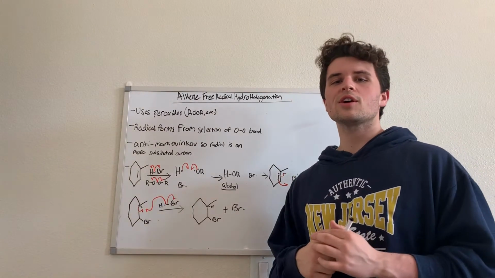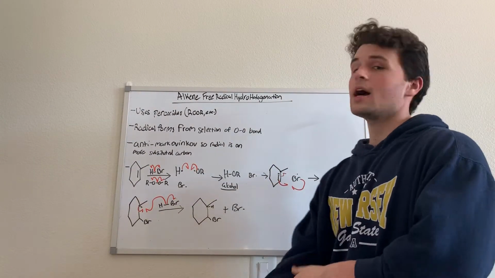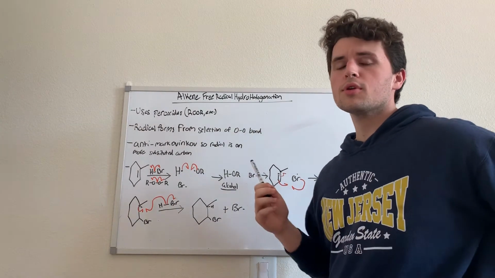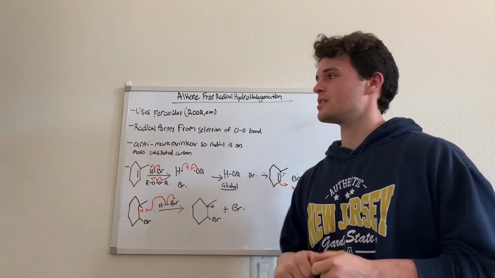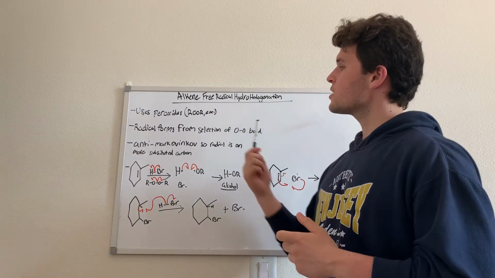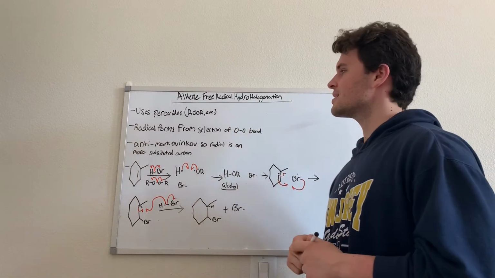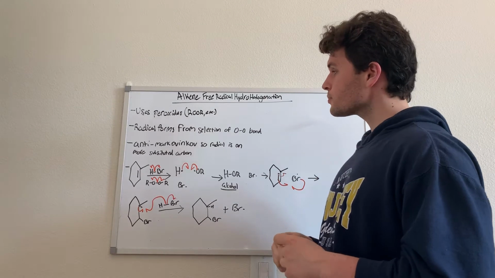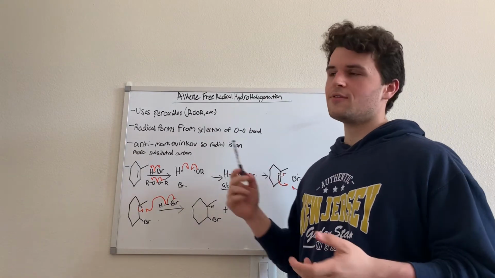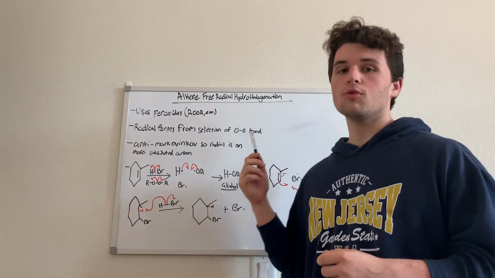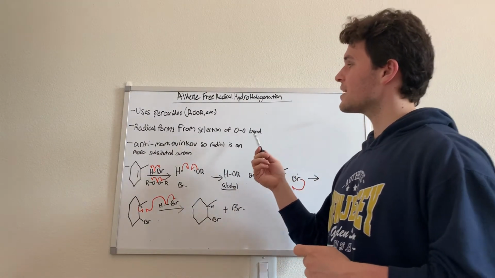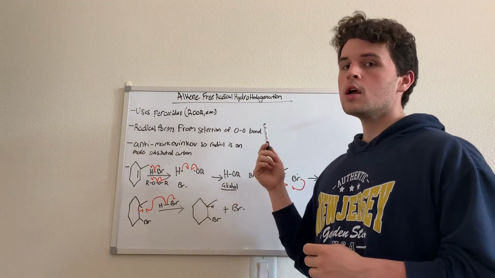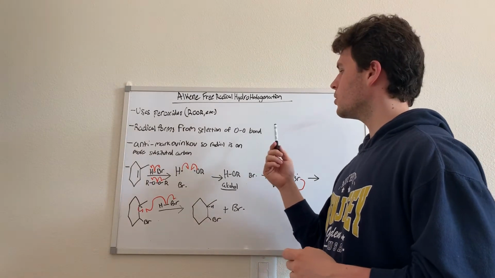All right, so now we're going to talk about the alkene free radical hydrohalogenation reactions. They're somewhat similar to the regular hydrohalogenation reactions, but there are some big differences. To start, generally these use peroxides or peroxy acids. The big key feature for these is that a radical will form in the reaction, and this is generally from the sigma bond, the single bond between the two oxygens of the peroxy acid.